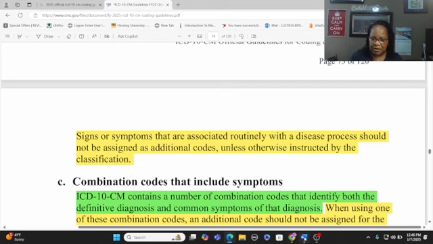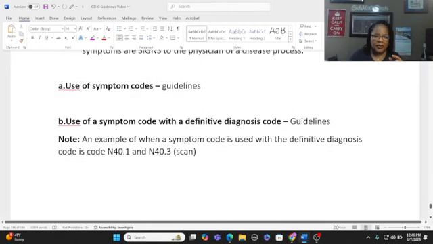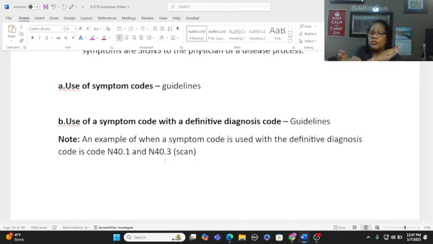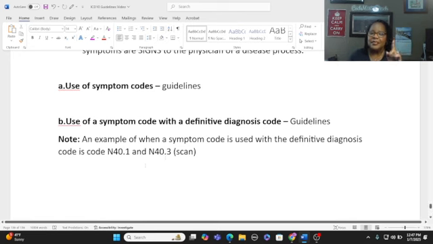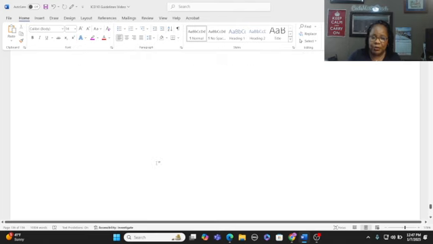So let's see, I had a note there under B. Let's see what my note says. An example of when a symptom code is used with the definitive diagnosis code is at codes N40.1 and N40.3. Now again, up to this point, I've stated that if the sign or symptom leads to a definitive diagnosis, don't code the signs and symptoms, just code the definitive diagnosis. However, if the classification tells you to, then you do. So let's look at N40.1 and N40.3.